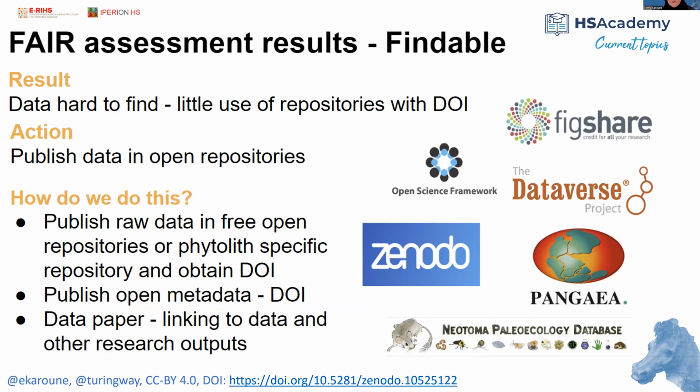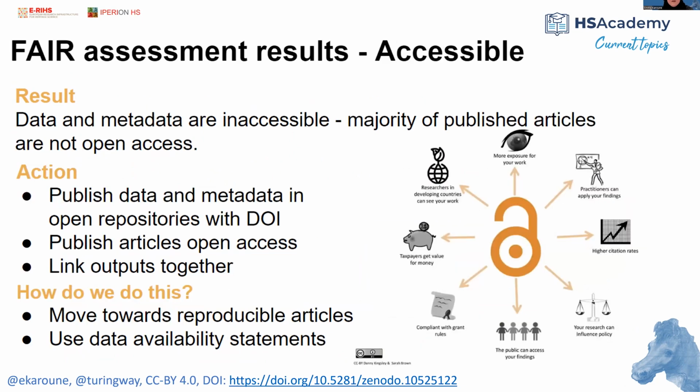So I'm just summarizing the findings. Basically, we can't find our data. It's super hard to find, and we need to improve that. In terms of the accessibility, the A of FAIR, it's pretty much all inaccessible. I've said half of it, you can't even access the articles, so you can't access that data. So again, we need to be putting things into repositories.